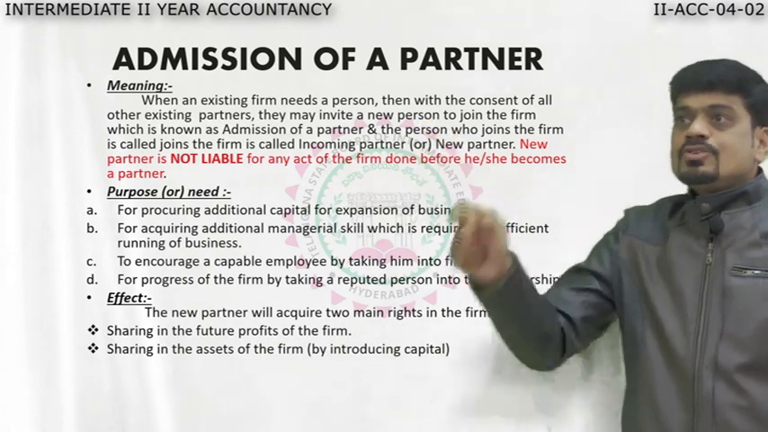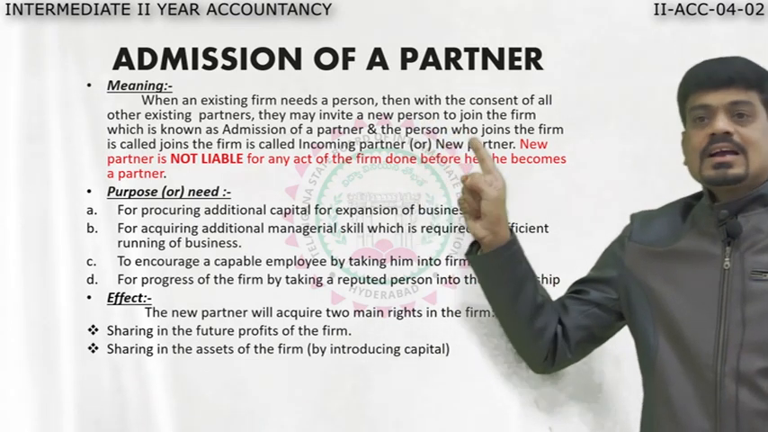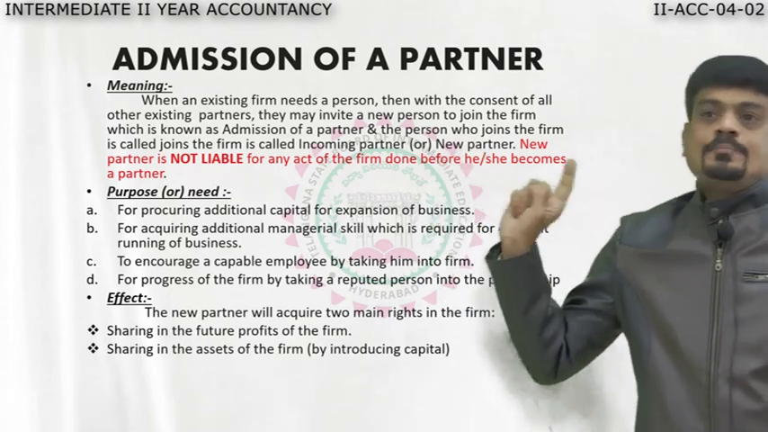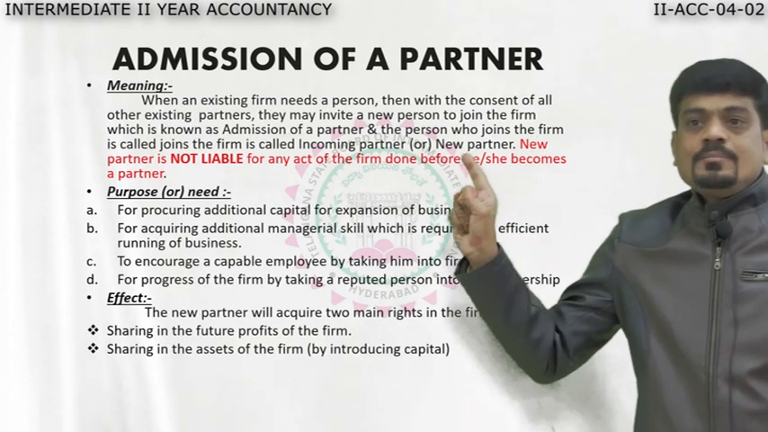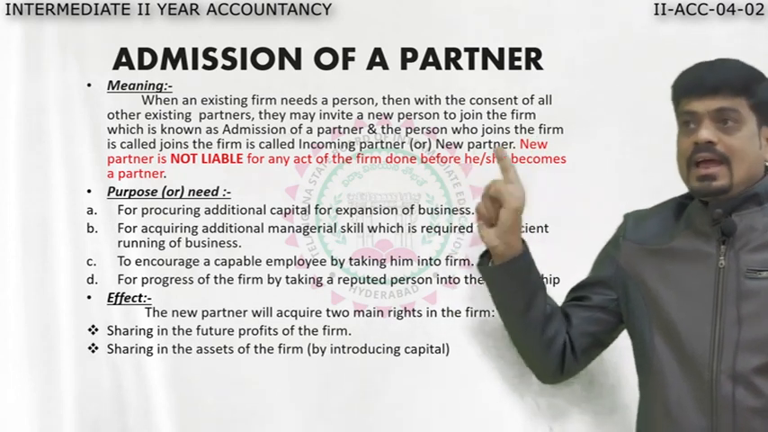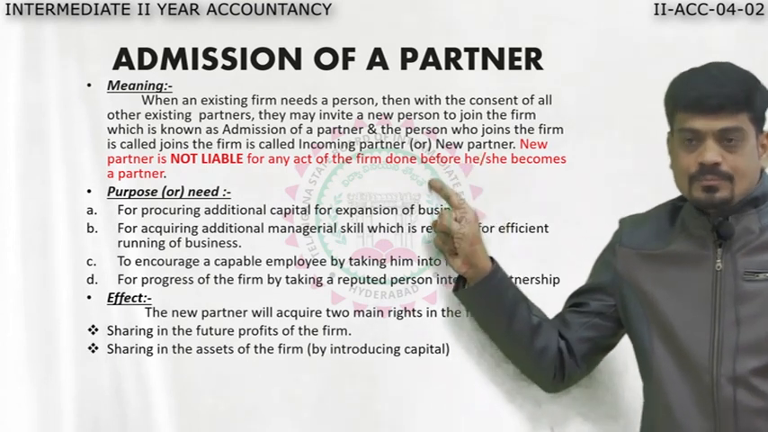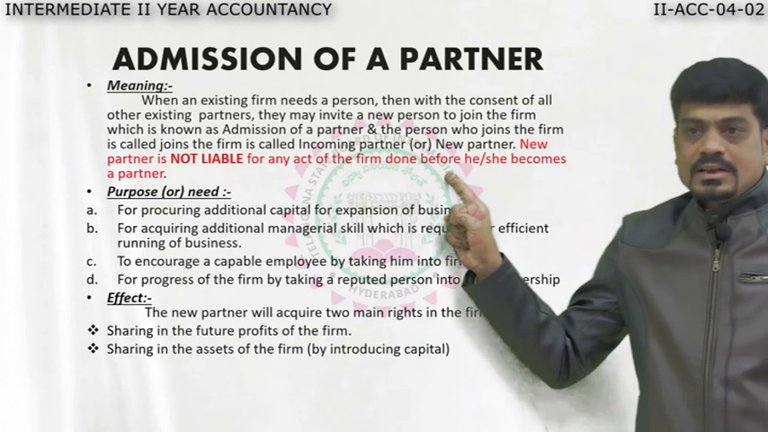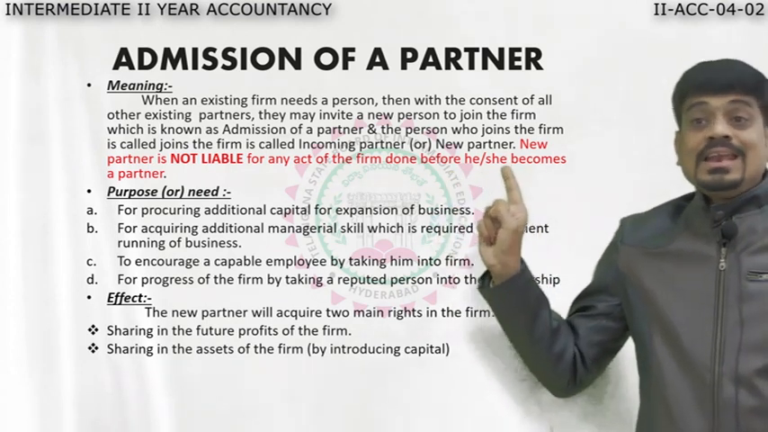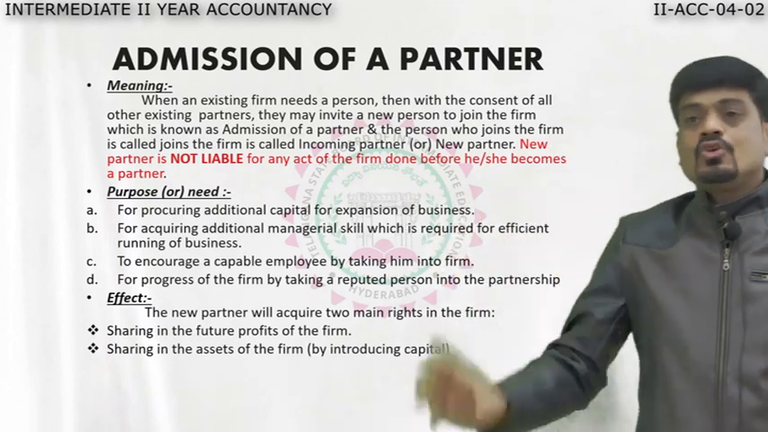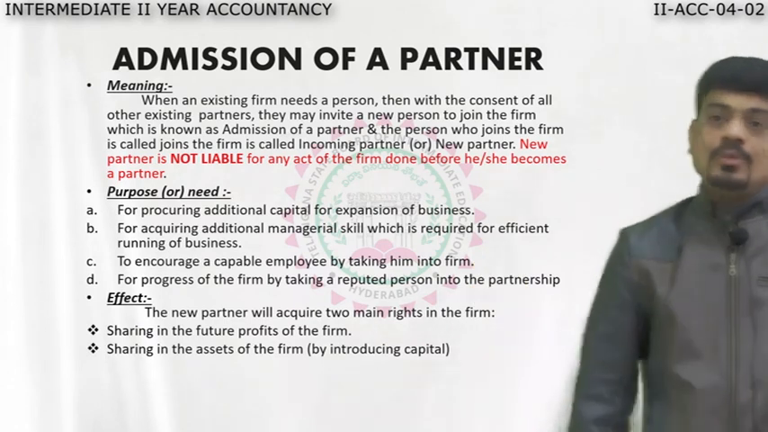So, what is admission of a partner now? When a person, with the consent of all existing partners, joins the firm, then we call it admission of a partner. Whoever joins the firm, we call him the new partner. And that new partner will not be liable for any act done before his joining the firm. He will not accept any of the liability for whatever was done before him.